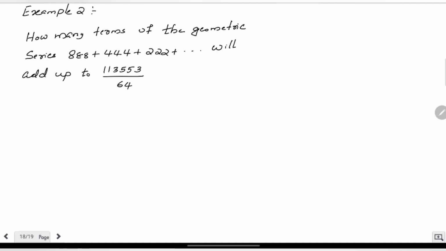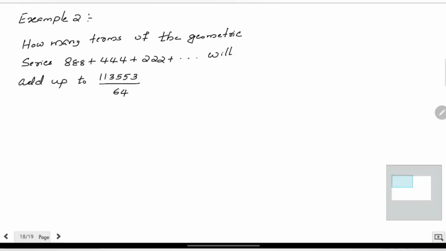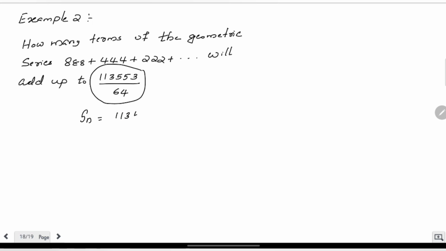Example number 2. How many terms of the geometric series 888 plus 444 plus 222 plus etc. will add up to 113553 divided by 64? So the sum is given. This fraction is the sum, and you have to find n. The same type of question we did in arithmetic series. So Sn is given, 113553 divided by 64. You have to solve and find the value of n.